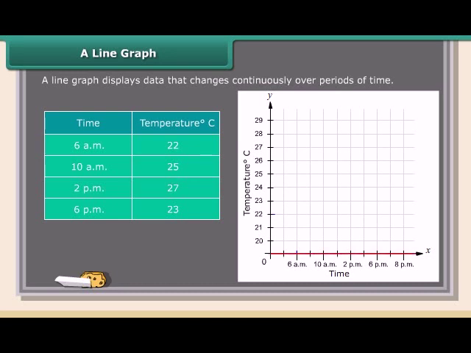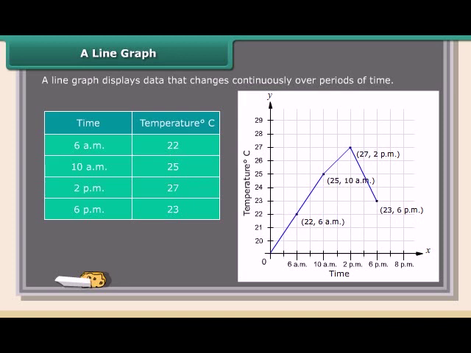The horizontal line, the x-axis, shows the timings at which the temperatures were recorded. The vertical line, the y-axis, denotes the temperature. The temperature of every 4 hours is recorded and plotted as points as shown in the graph. These points are connected by line segments. The result is a line graph.